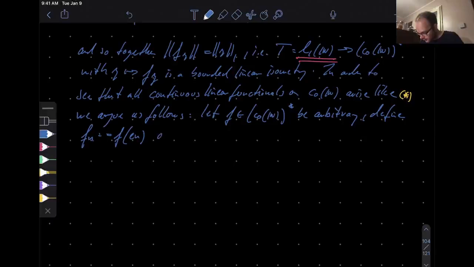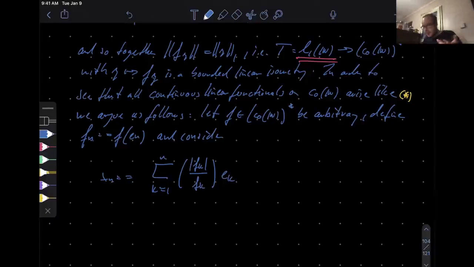Consider x_n. This will be a linear combination of my basis elements e_k. Well, maybe I shouldn't use the term basis, because here this Z0 is not a Hilbert space, so I don't want to use that, so we just use those e_k's.